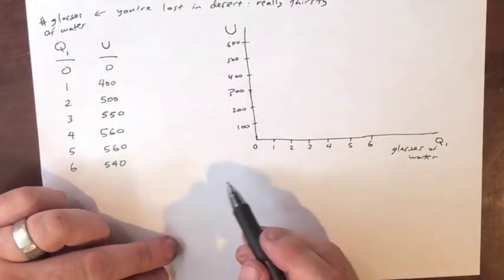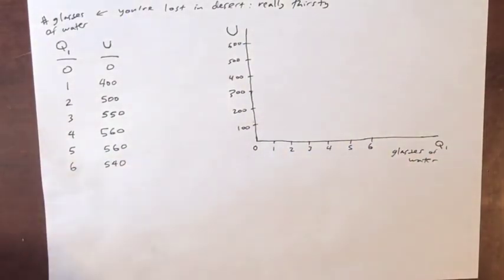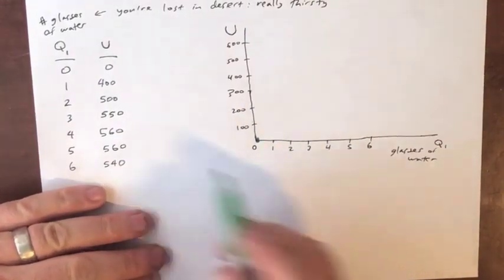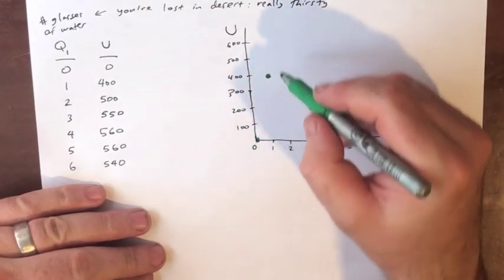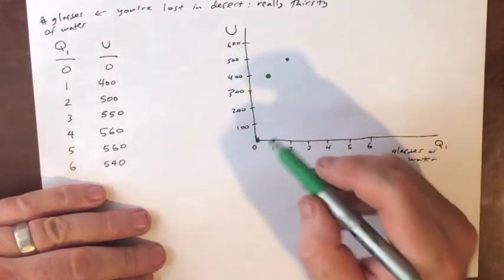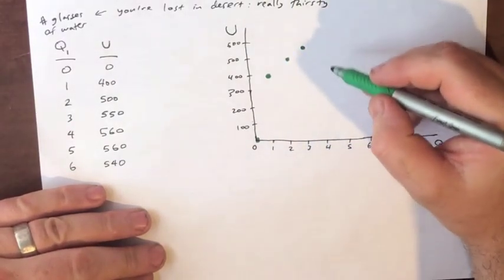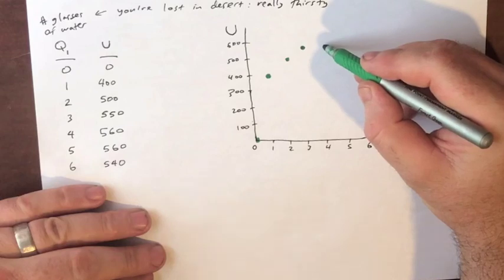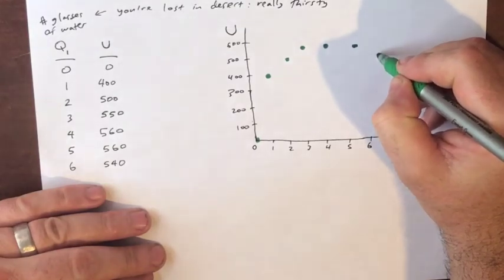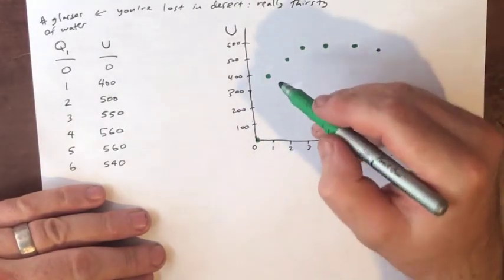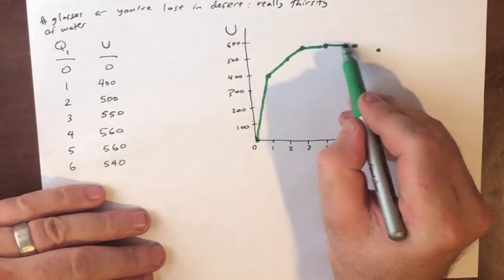All right, so if we go ahead and graph this, we've got something like this happening, right? 0 and 0, 1 and 400, 2 and 500, 3 and 550, 4 and 560, staying constant, 560, and then going down to 540. All right, so we connect these dots and look at what's happening here.